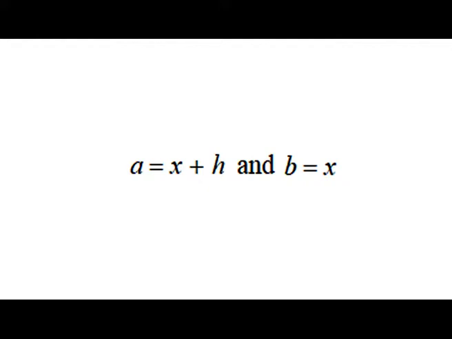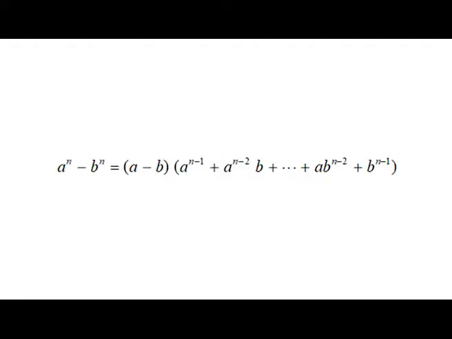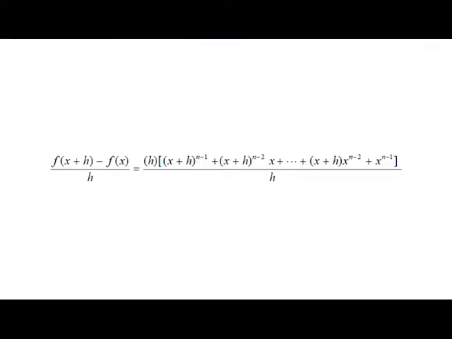Since n is a positive integer, taking a equal to x plus h and b equal to x, a power n minus b power n equals a minus b into a power n minus 1 plus a power n minus 2 into b plus etc. plus a b power n minus 2 plus b power n minus 1. This helps us to simplify the above, and we obtain f of x plus h minus f of x upon h equal to h times x plus h to the power n minus 1 plus x plus h to the power n minus 2 into x plus etc.